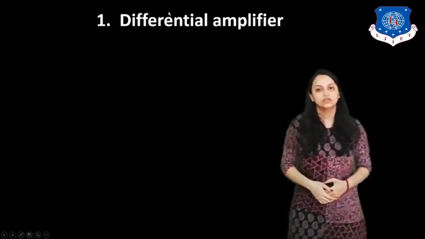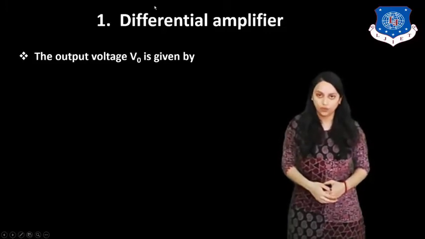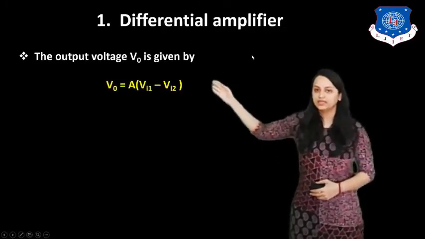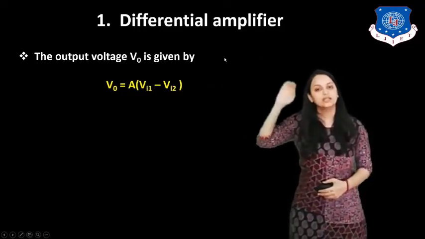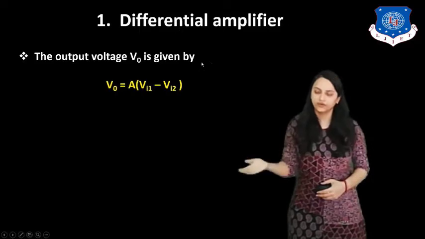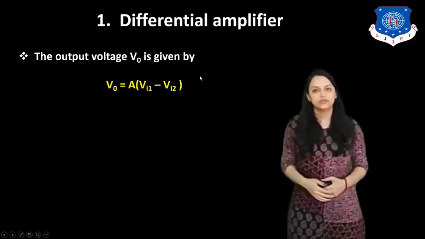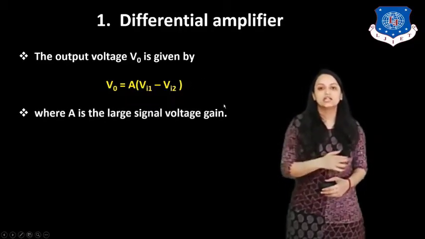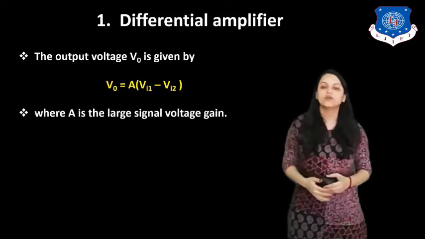Now, in the differential amplifier, the output voltage VO is given by VO equals A times (VI1 minus VI2). That is, the input voltage at the first terminal and the input voltage at the second terminal, the difference between these two, where A is the large signal voltage gain. You can denote it as AV as well, which stands for voltage gain.